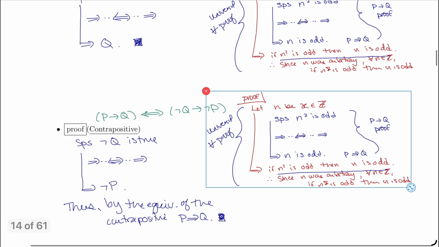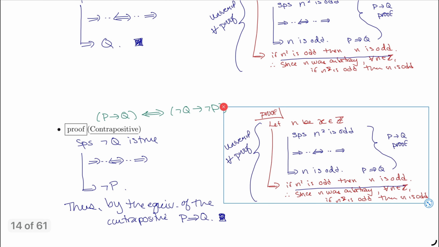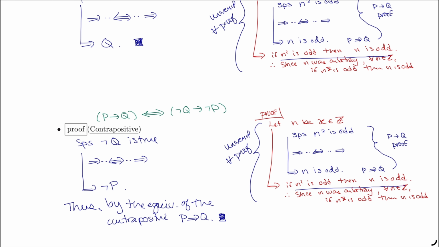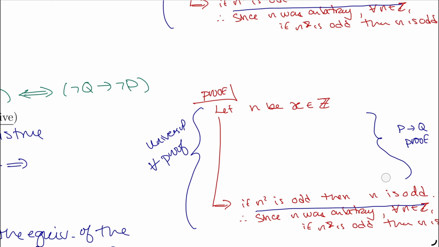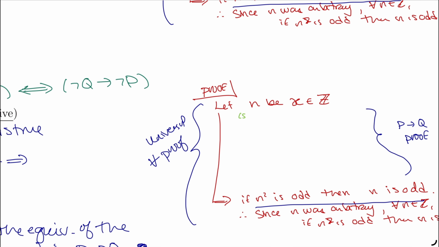But I'm going to change how I do the inner conditional proof. So this time we're going to do the inner conditional proof by contrapositive. And so for contrapositive, we're going to, as we said before, suppose not q. So what is not q in this statement? We're going to suppose not q, and we're going to try and deduce not p. Okay, so what are those in this statement?